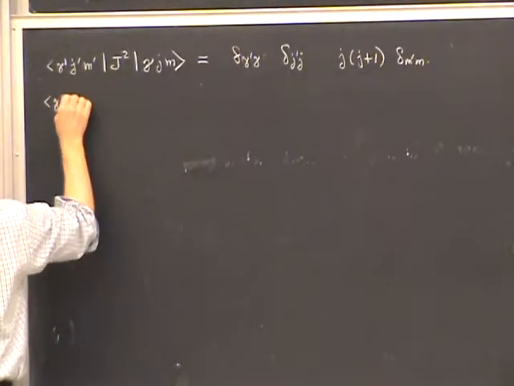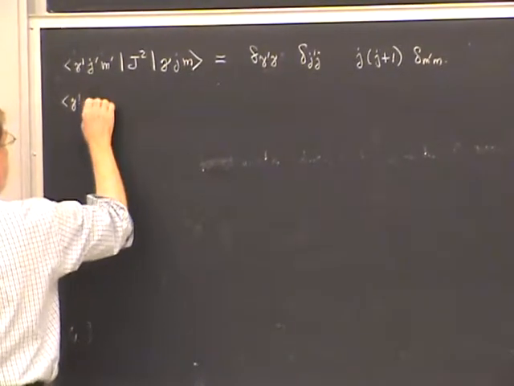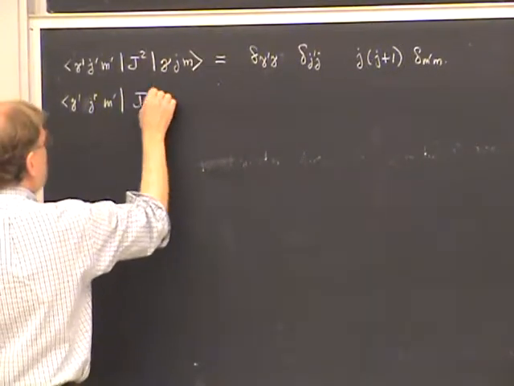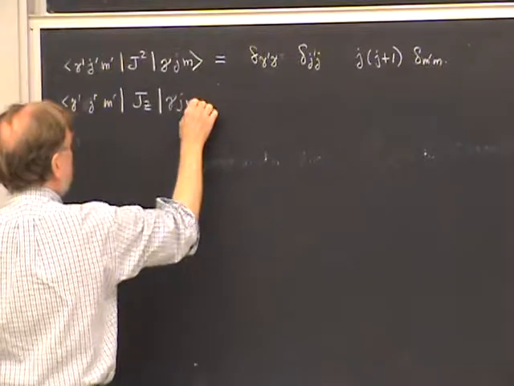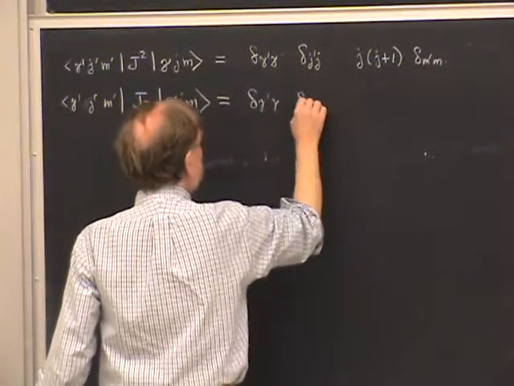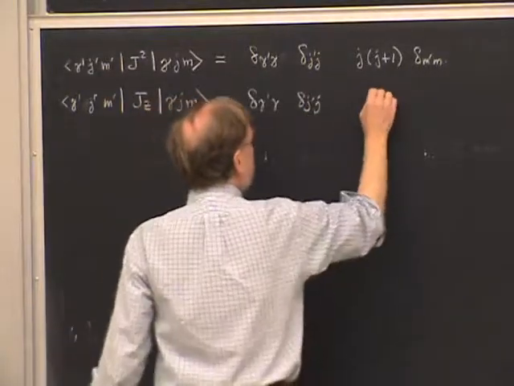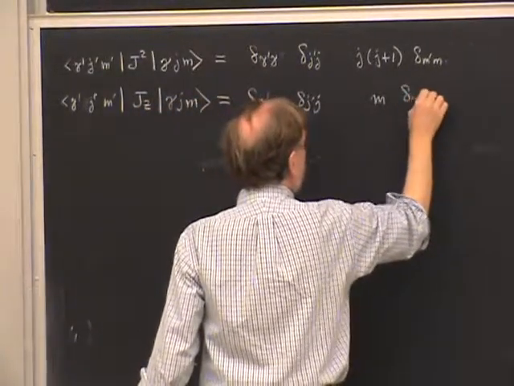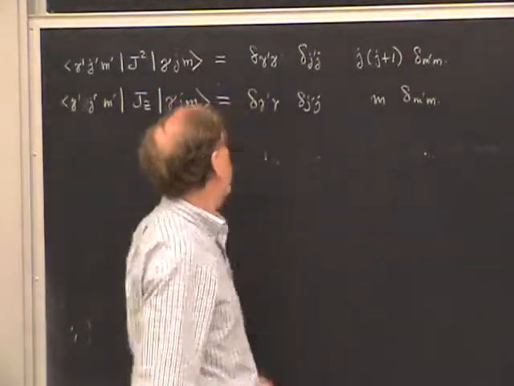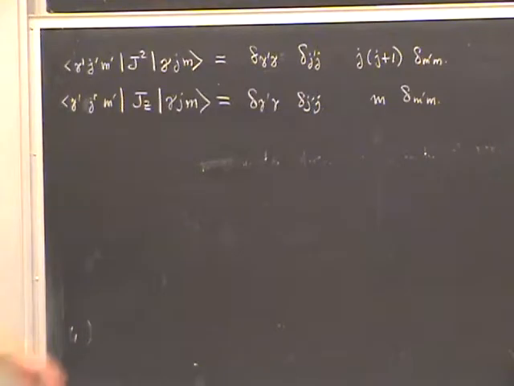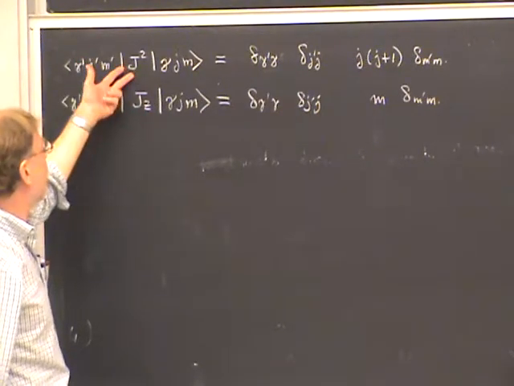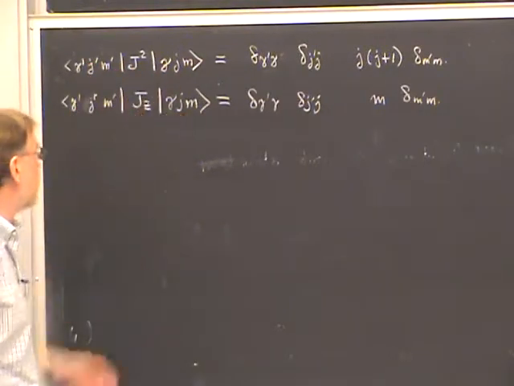Likewise, if I do this for gamma prime, j prime on the left, m prime, and then jz in the middle, and then gamma j m on the right, this is the same delta gamma prime gamma, delta j prime j. And then we get m times delta m prime m. These are diagonal in the m quantum number because we're letting the operators act on their own eigenstates.